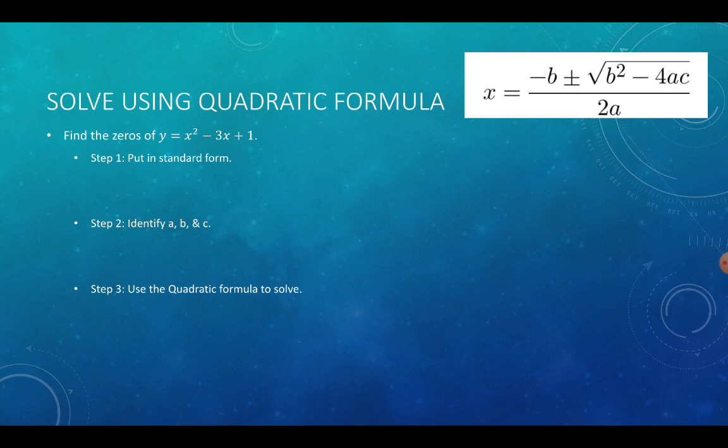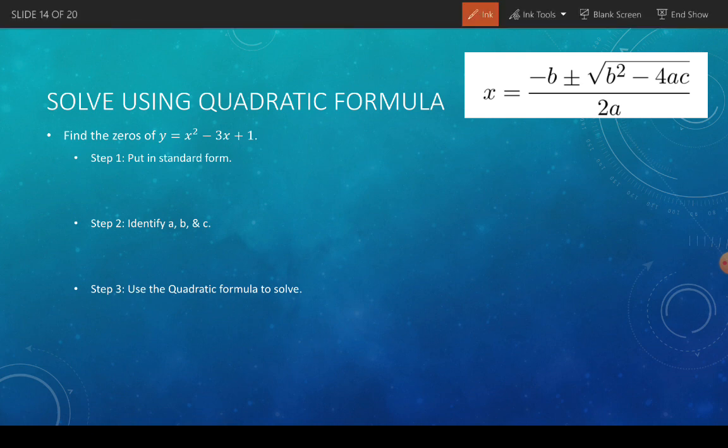Okay, so let's solve using the quadratic formula. We have find the zeros of y equals x squared minus 3x plus 1. This is the same exact quadratic that I just tried to solve by factoring, and I couldn't find the magic numbers. But I'm going to show you that we can actually solve it if we use this other method called the quadratic formula. So this equation in standard form is going to be x squared minus 3x plus 1 equals 0.